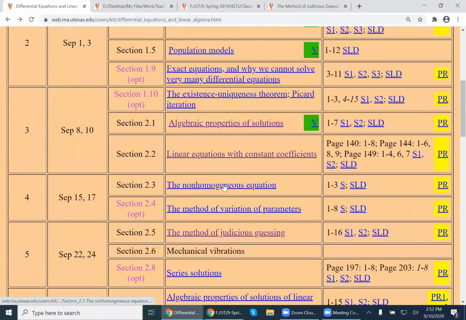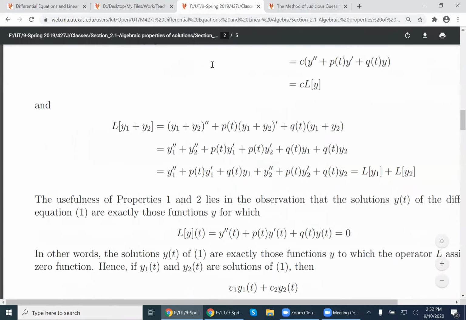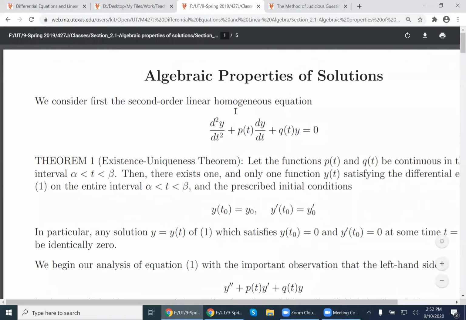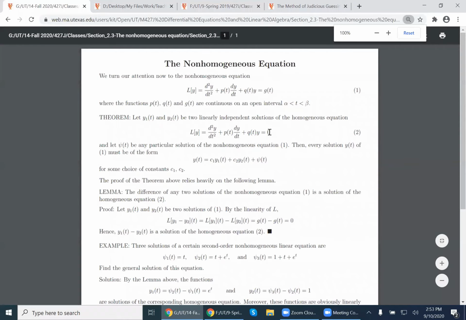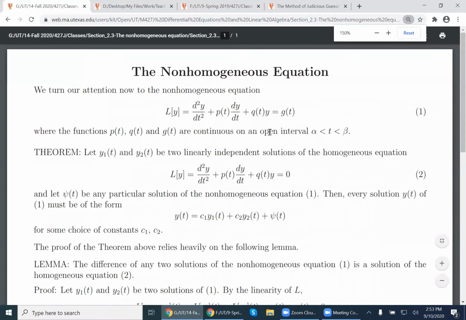Section 2.3, the non-homogeneous equation. Well, again, let us go back to section 2.1. Note that in section 2.1, we are talking about homogeneous equations only. But what if on the right-hand side, we have some non-zero function? Well, here is section 2.3.